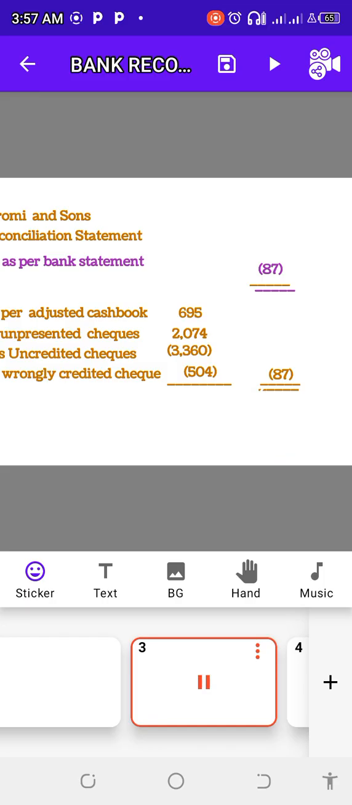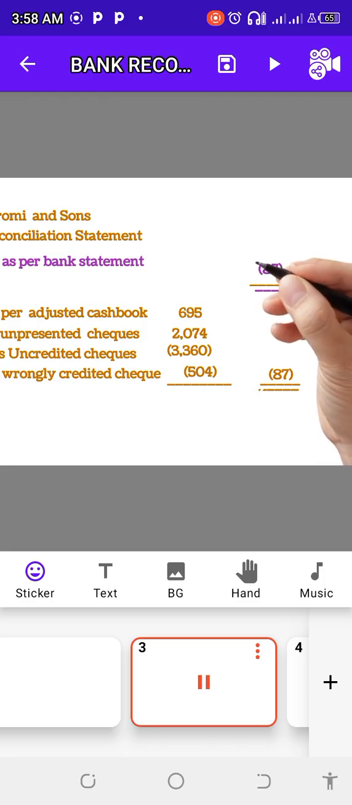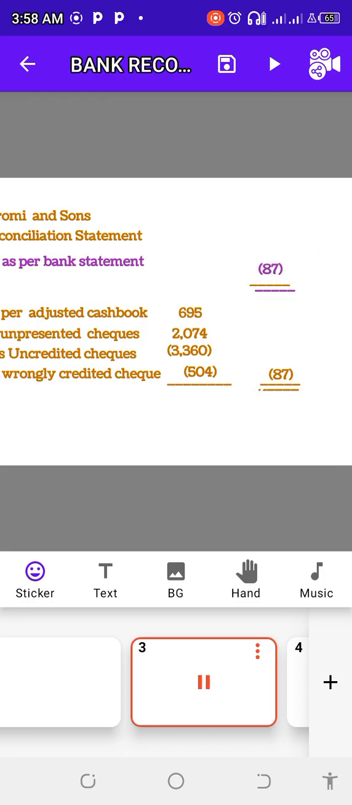Now, we have been able to reconcile the bank balance, as you can see, 87 debit, which is the overdraft, from the cash book, and we also get $87, which is what overdrafts. Are there any questions?